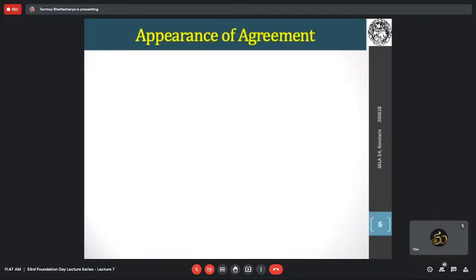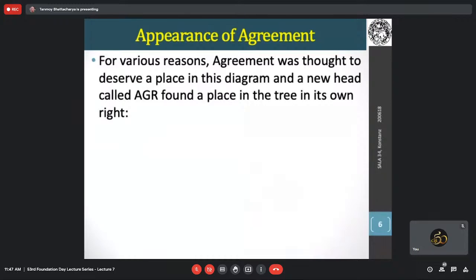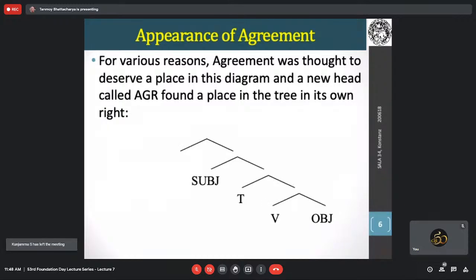Now, how does agreement appear? So far we've seen tense is the invisible category responsible for this. For various reasons, agreement was thought to deserve a place in this diagram. And a new head called AGR found a place in the tree in its own right. So this is the appearance of the second, you can say, invisible category. So first we have T already now in our base structure. Now there's a new category, which is AGR, the appearance of an AGR slot.